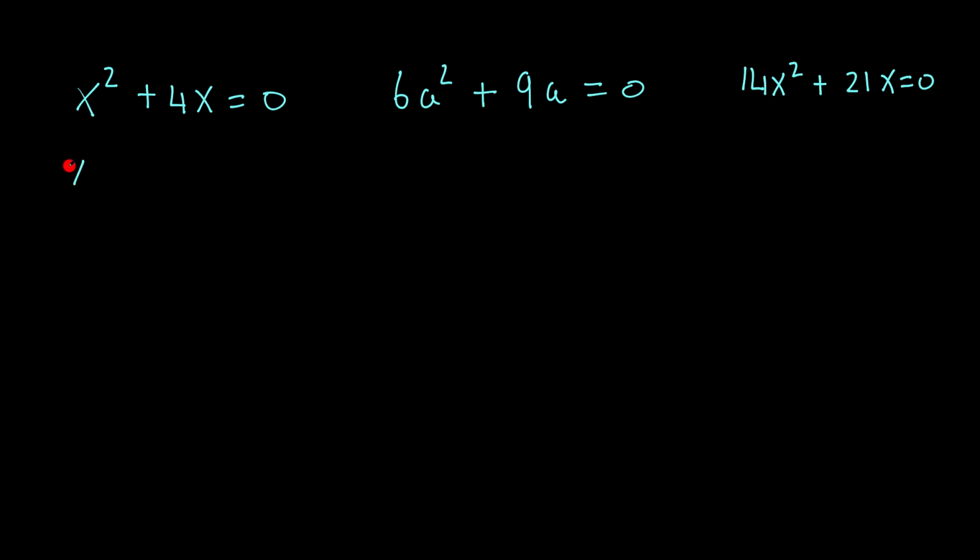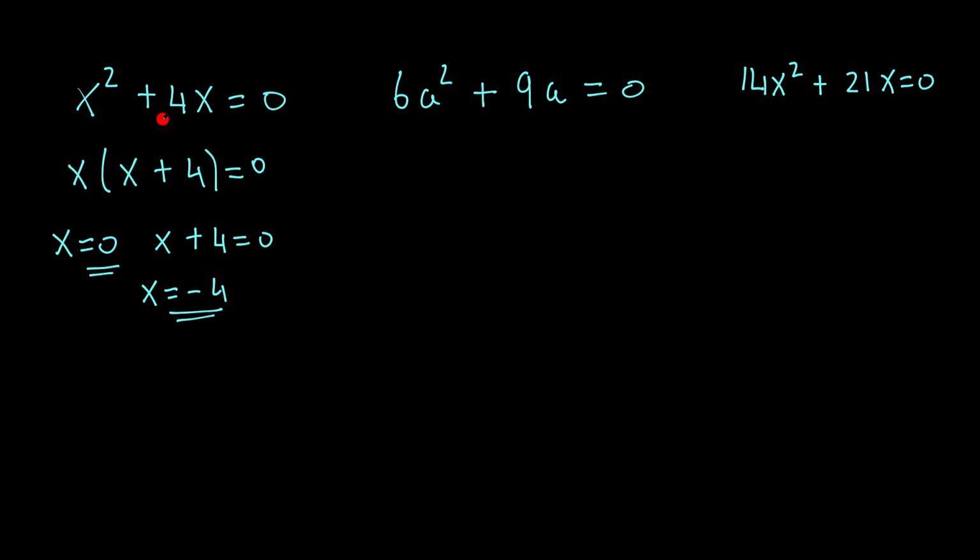So I can take the x out and that will give me x times (x plus 4), and that's equal to 0. Once again, there's two solutions to that. Either x is equal to 0, because 0 times any number will give me 0, or x plus 4 is equal to 0. If x plus 4 is equal to 0, that means x is equal to minus 4. So these are my two solutions for this quadratic equation.